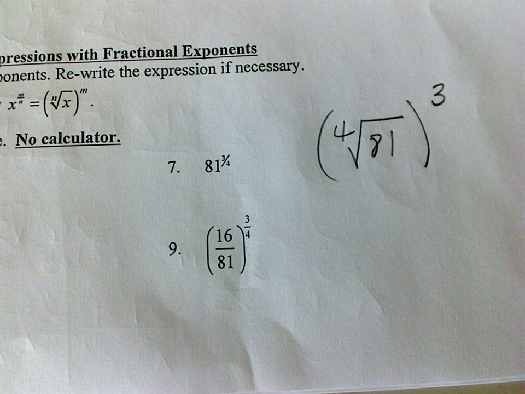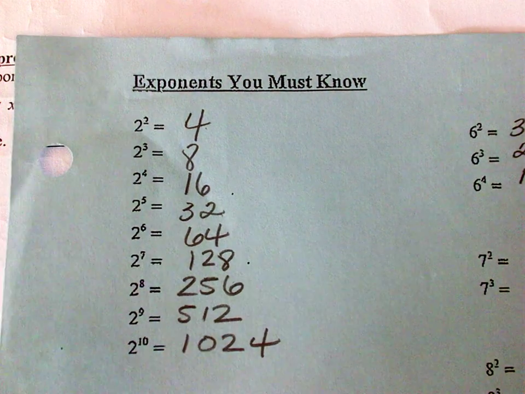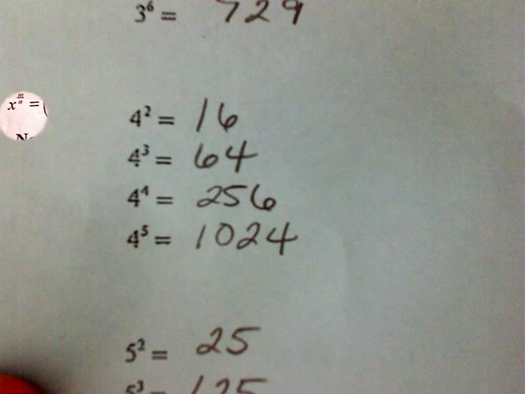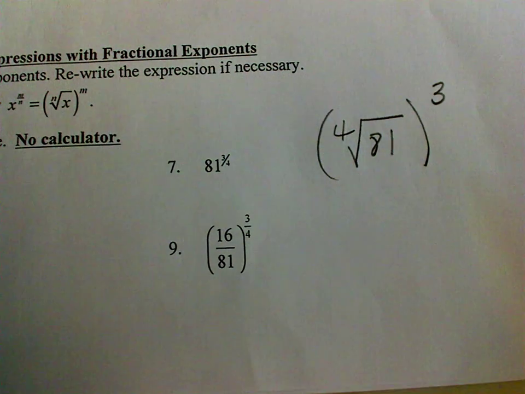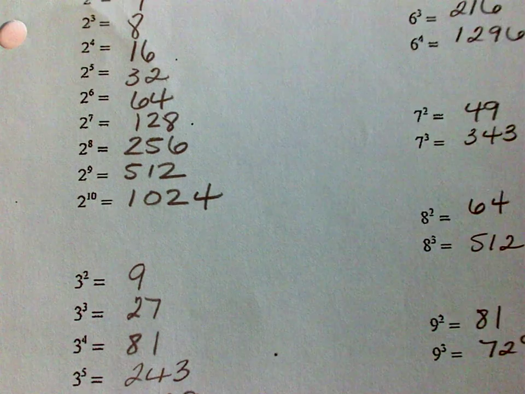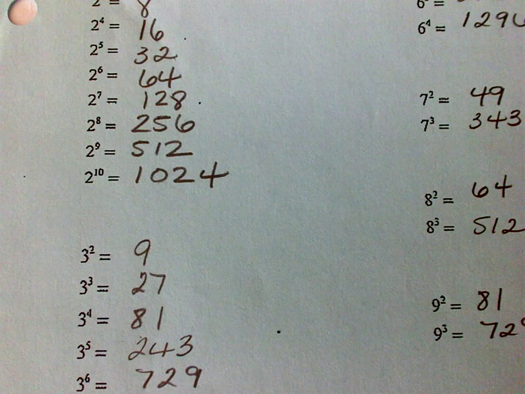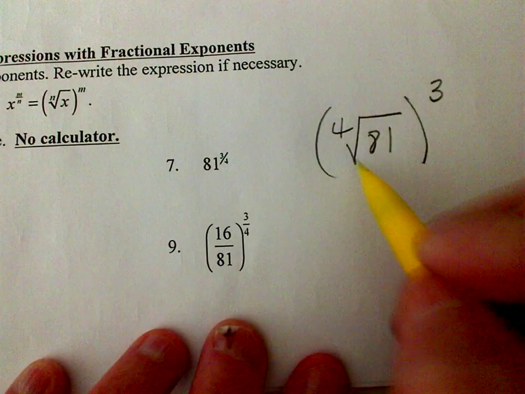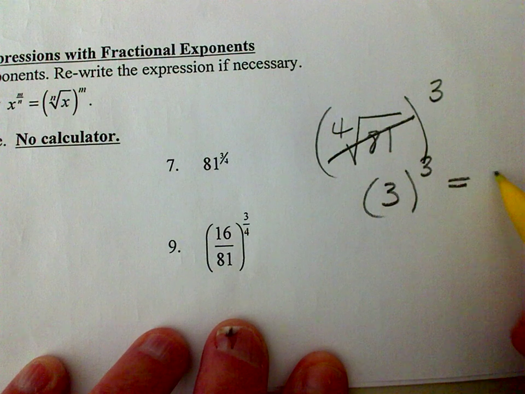Now this is where you need to use this paper that I'm going to give you. So I guess I'll have to maybe put this on Schoology so you can look at it. Anyway, so I'm trying to figure out what number to the 4th power is 81. Here we go, right here. 3 to the 4th power is 81, which means the 4th root of 81 is 3. So this becomes 3. And then I'm going to take 3 cubed, so 3 times 3 times 3 is 27.